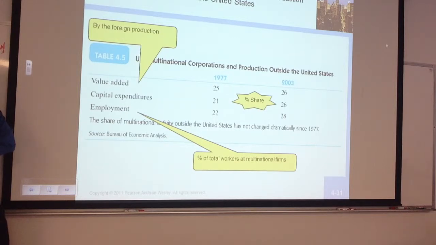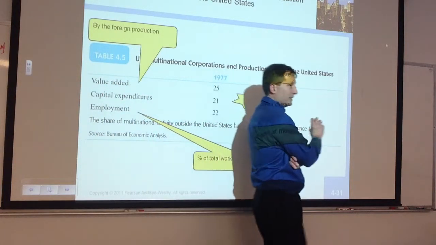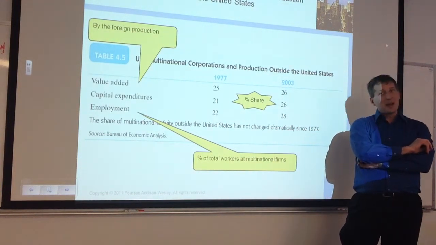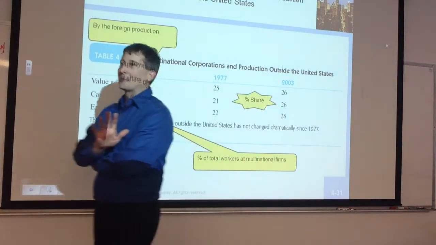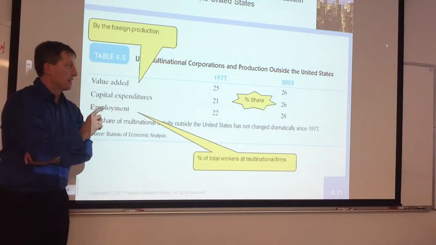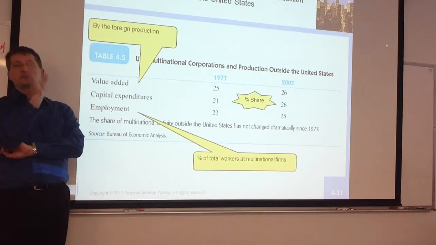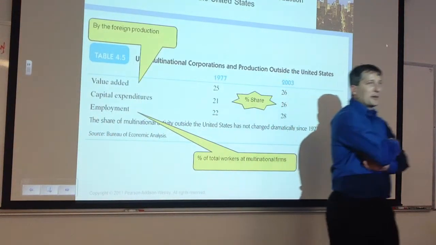What it doesn't say is how many more multinational companies there are. We don't have numbers of that, which I think would be kind of interesting to see, if the number of multinational companies has stayed about the same. What would that mean? I'm not saying it has, but I just want to push your brains a little bit. If there were 10,000 companies in 1977 and there's a little over 10,000 companies in 2003, what would that mean?